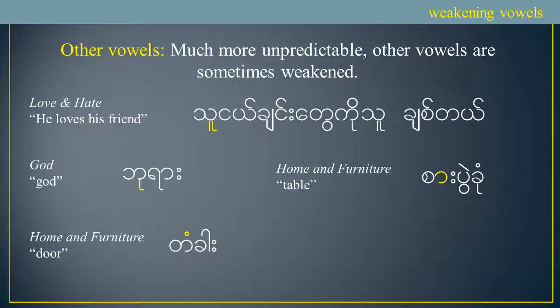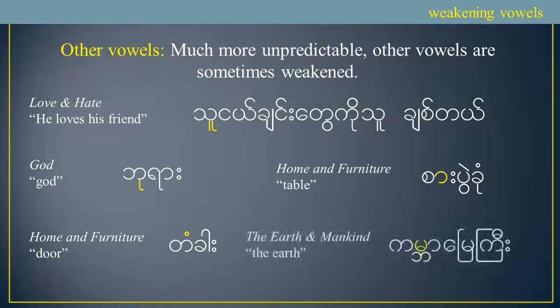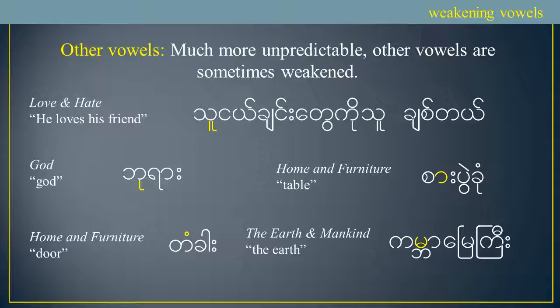Now, what gets even more tricky as you're reading is the final N vowel symbols. These are the ones that really give me trouble, and you just have to learn the words. So the word for door, that's a final N vowel symbol in the home and furniture section, but it is weakened to the sound.